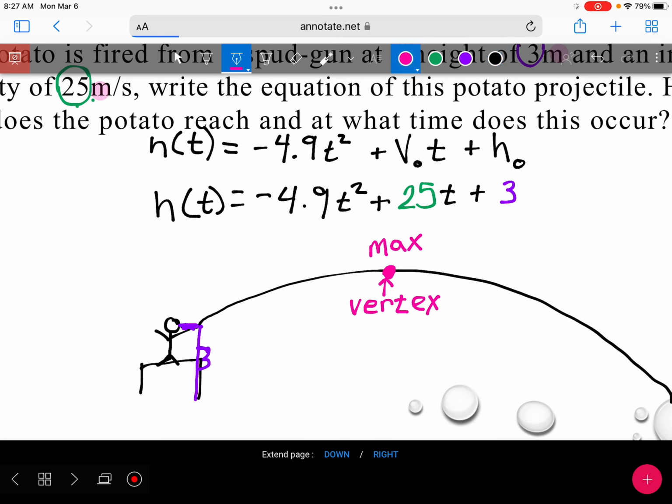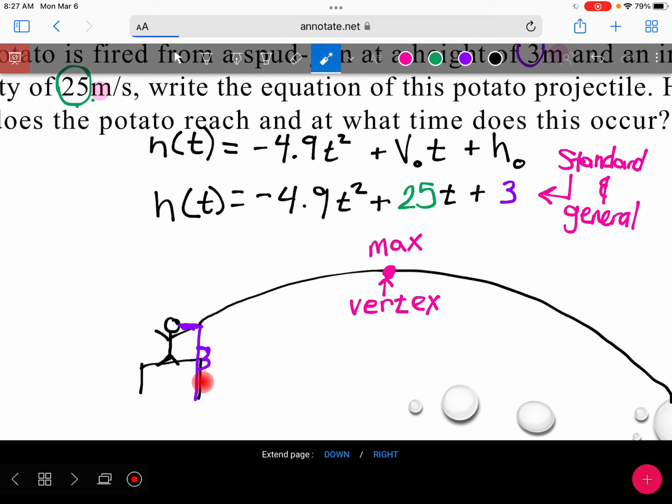This equation is in our standard form or in our general form. That is what that form is called. Standard or general form. It's called both. That's why I wrote them both up there. I just don't want you to be confused. That form does not actually tell us the vertex. It tells us how high dude is. Dude started at 3 meters.